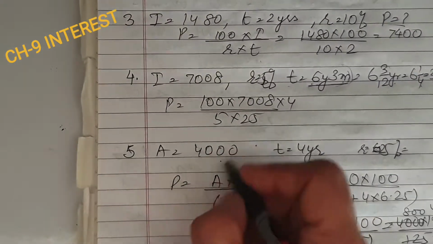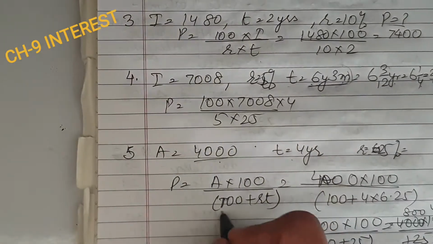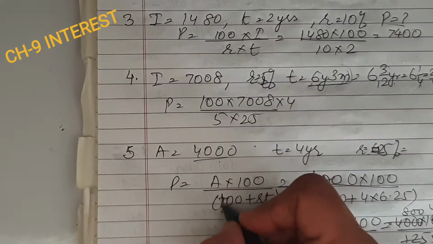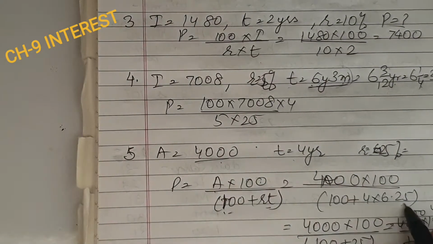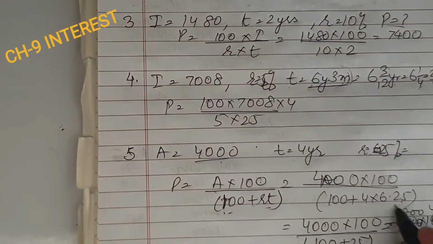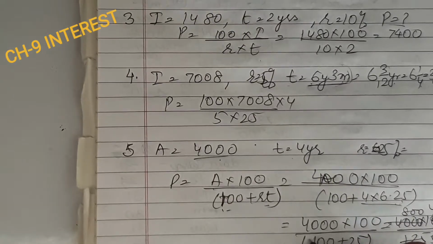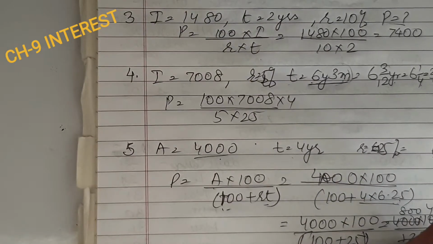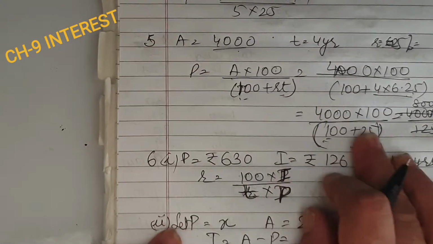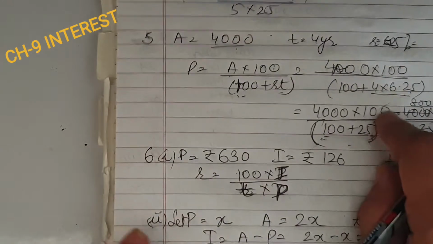Now in the fifth question, you are directly given amount, time and rate, but principal is asked. So the formula you were introduced to last is amount into 100 upon 100 plus RT. So 4000 into 100 upon 100 plus 4 into 6.25, it is given to be 6.25, substituting. So this makes it 25. You have to keep in mind, you have to add first. This is as a bracket. You will change it into a single term and then you have to divide. You cannot cancel any 100 over here. So take care of this.